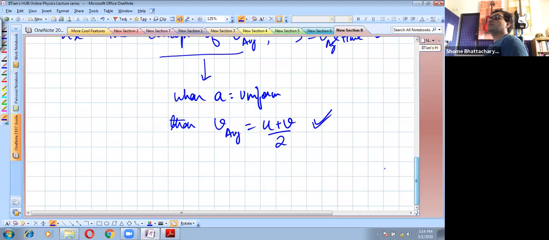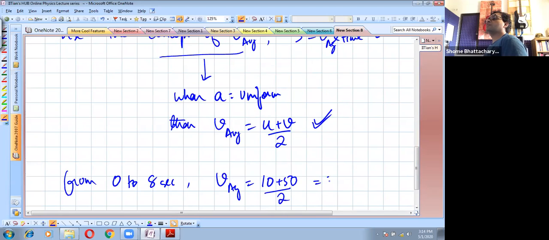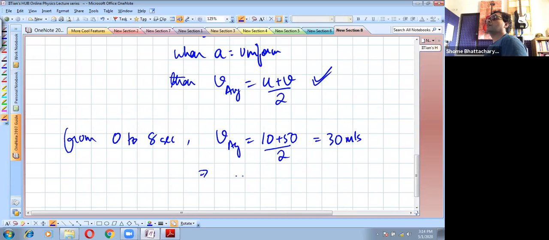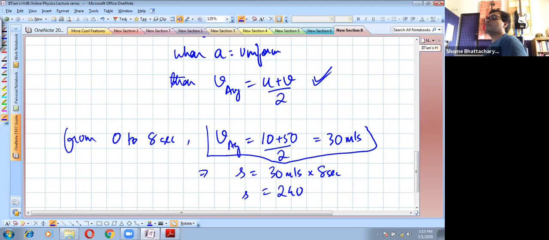So here you can see that from 0 to 8 seconds, that time interval, the average velocity will be u plus v by 2, so (10 plus 50) by 2. So that will be 30 meters per second. So naturally the displacement will be average velocity multiplied by the time for which that average velocity holds. That is 240 meters. Now again, this might seem that okay, there are two equations that are solved, but at least I've not done any intermediate solving like finding out the acceleration and then substituting that in the square equation.